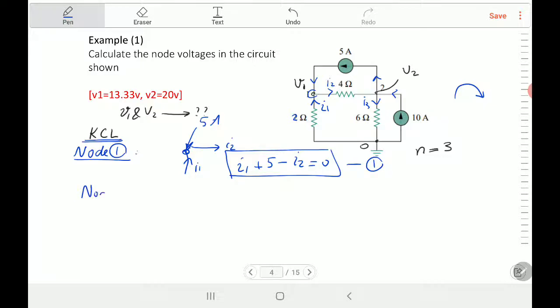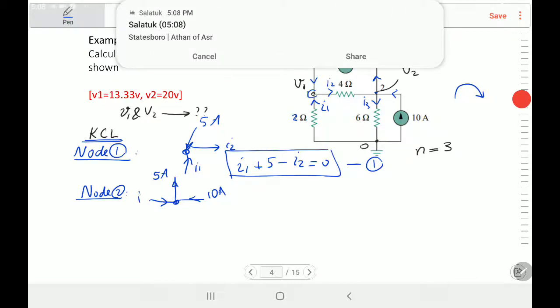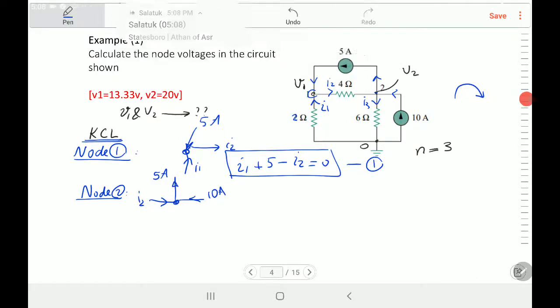Now we'll go for node 2. For node 2, let's just sketch it. When you get used to it, you don't have to make the sketch I'm doing now; it's just because it's the first time. This current input is 10 ampere, and there is 5 ampere coming out here. And in this direction, it's input because I2 is going in, and I3 is coming out.